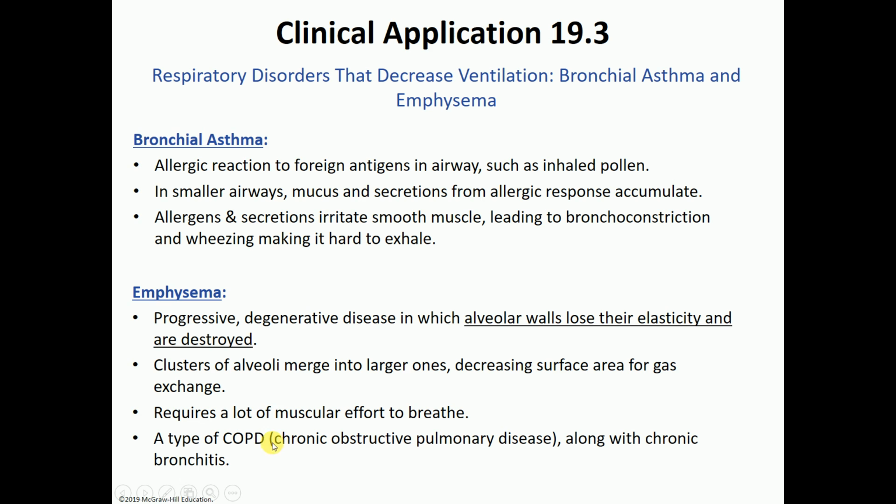And emphysema is one kind of COPD, or chronic obstructive pulmonary disease. Chronic bronchitis would be another kind. In some patients, most of the time they are in combination together, emphysema plus chronic bronchitis.